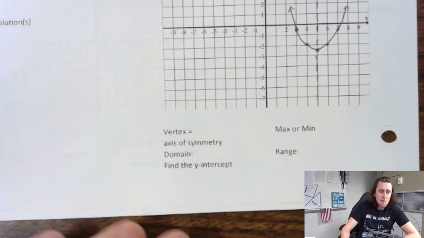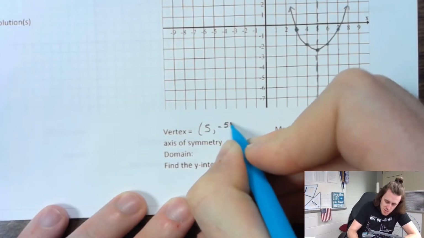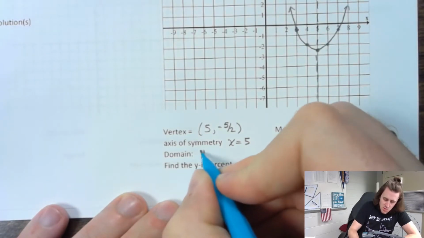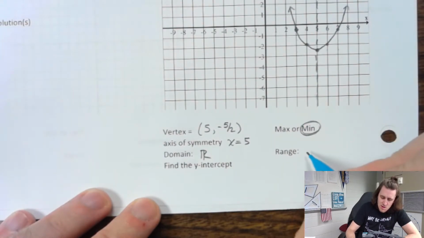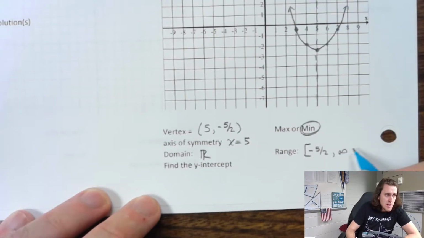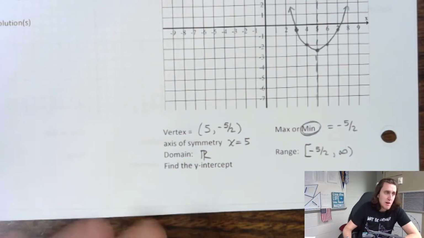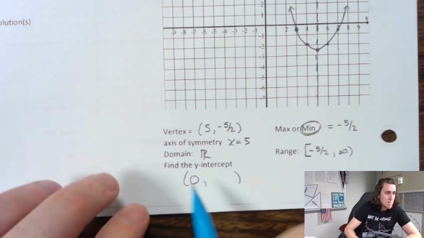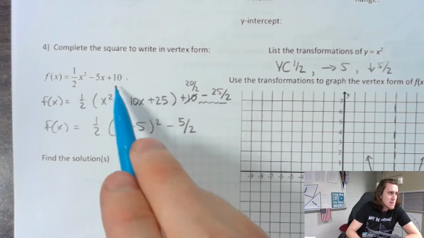Come down here and find our stuff. We have a vertex at (5, -5/2). Our axis is x equals 5. Domain is all reals. This graph has a minimum, and its range goes from -5/2 to infinity. Our minimum is that lowest point on the graph, -5/2. For the y-intercept, we're going back to standard form, plugging in 0 for x. So 0, 0, 10. 10 is our y-intercept.